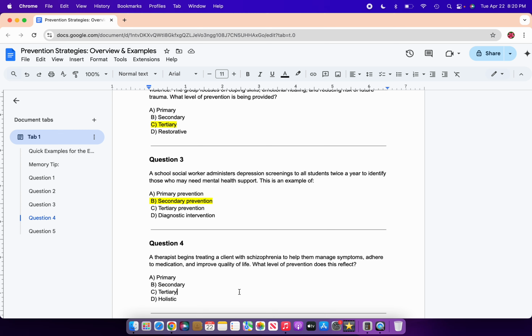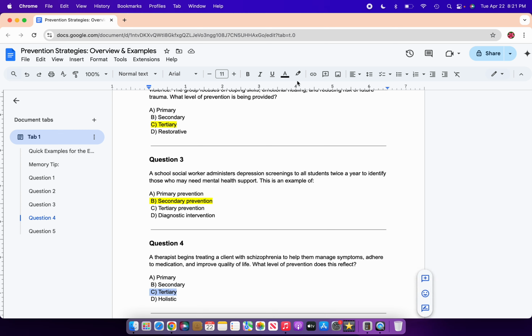So are we trying to prevent something? Are we screening for something for early detection? Or are we treating something? So is it primary, secondary, tertiary? And we know it's not holistic because that is not a correct answer. So what is the answer? So the answer here would be C for tertiary.